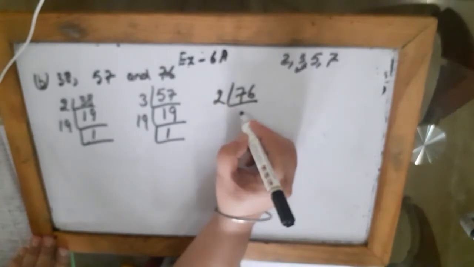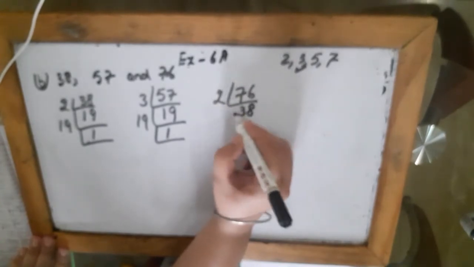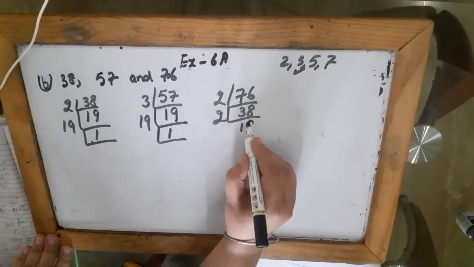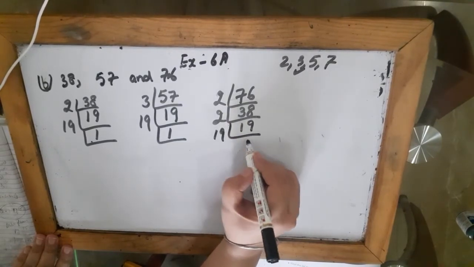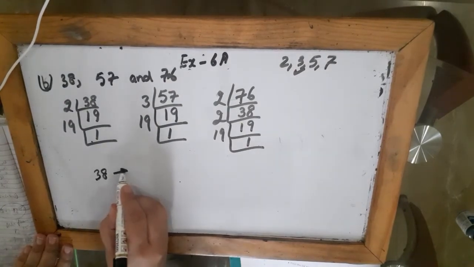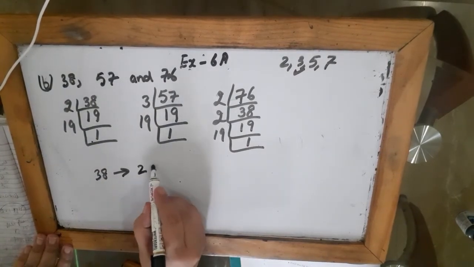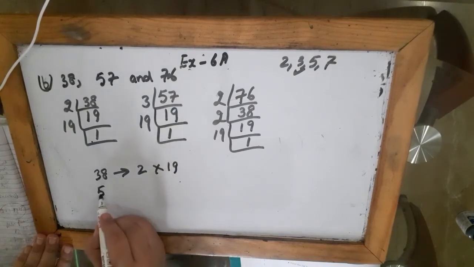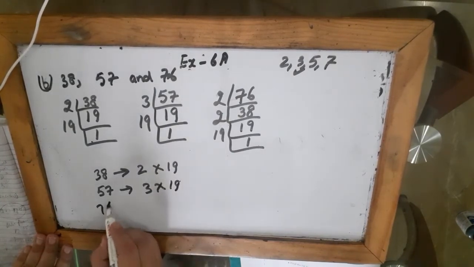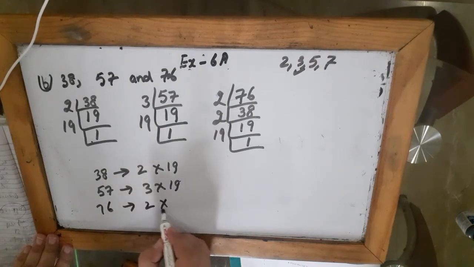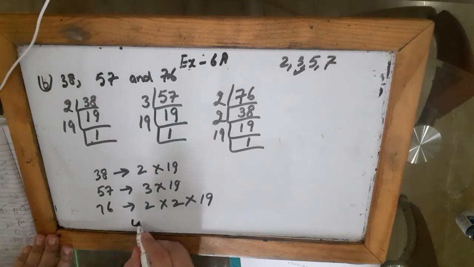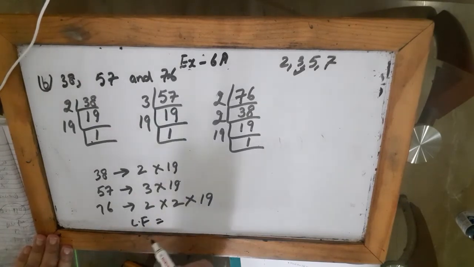Now 2 3s are 6, 2 8s are 16, 2 1s are 2, and 2 9s are 18, and 19 1s is 19. Now what are the factors of 38? 2 and 19. What are the factors of 57? 3 and 19. What are the factors of 76? 2, 2 and 19. Now I have to find the common factors in all the three numbers.